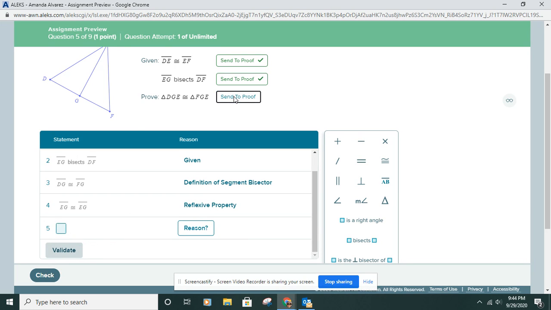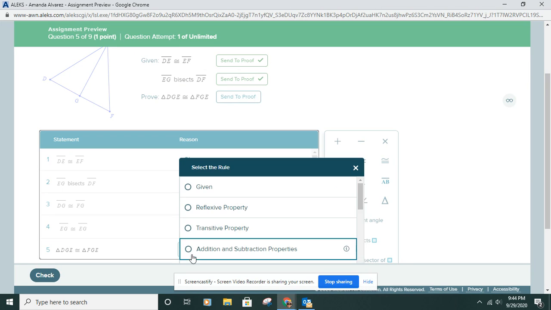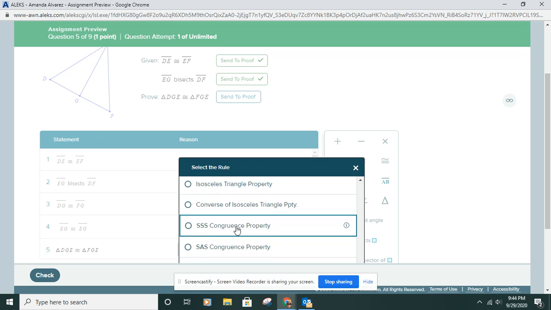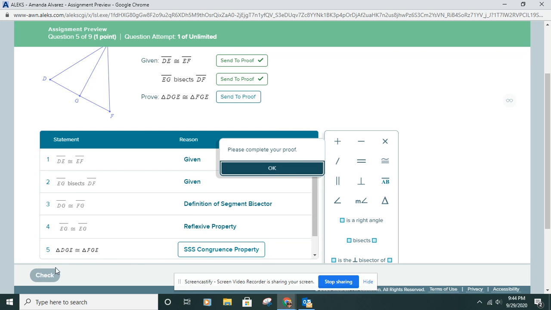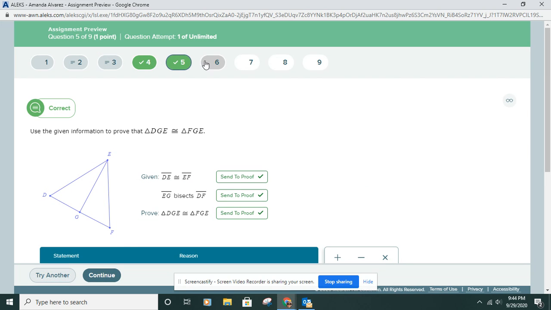Now I can send to proof the triangles, and you can look at the proof. It's a side congruent, and another side. So side, side, side. SSS. I have to press validate first and then check it. And it is correct.